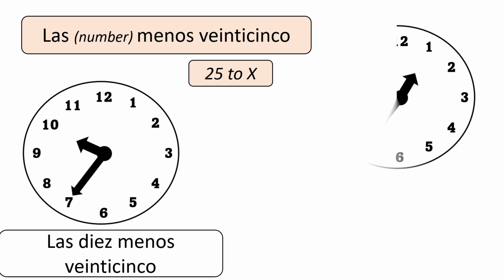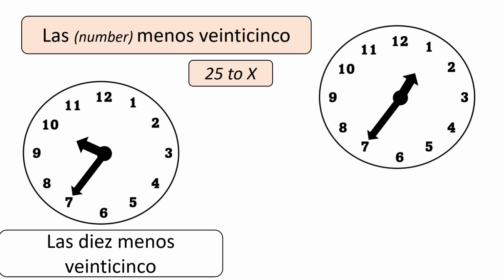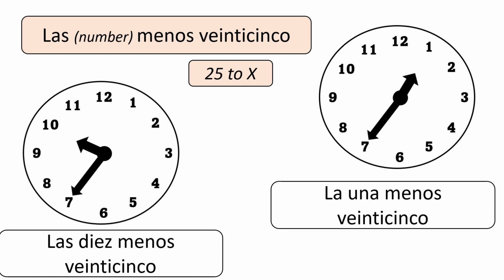When following the same rule, the time shown on this clock would be la 1 menos 25. When the hour hand points to the 1, this is the only time it will be la and not las.